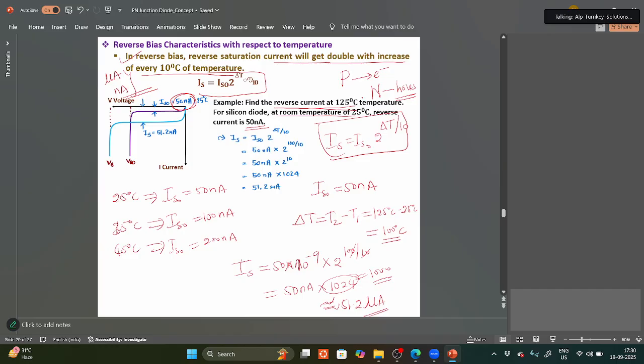Now if you increase the temperature to 125 degrees Celsius, the current increases to how much, microamps? The current is increased or not? See here, current becomes 51.2 microamps. So that means in the reverse saturation current, I can say that the current will double for every 10 degrees rise in temperature. I told you, the current is due to minority carriers. Minority carrier currents depend only on the temperature. Is it fine? Shall I move forward?